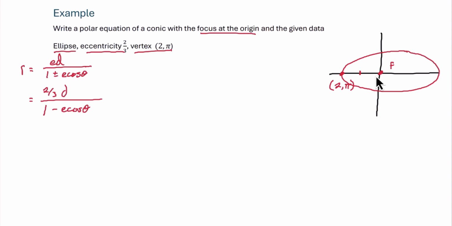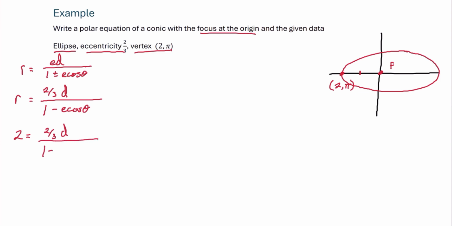And we don't know d. So our first goal is going to be figuring out what d is. And to do that, we can use this additional point, the vertex that we were given. We'll plug in the coordinates here, the r and the theta, and use that information to help us find d. So at this point, r is 2. 2 equals 2/3 d, which we do not yet know. That's what we're looking for.